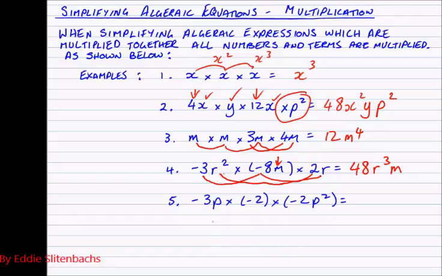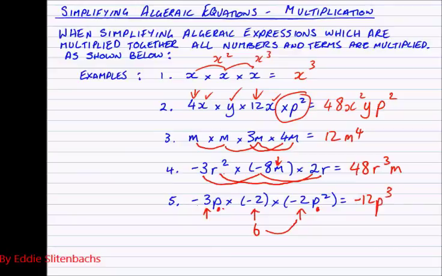Now again, numbers all together first of all. So negative 3 times negative 2 is positive 6, and 6 times negative 2 is going to be negative 12. Then p times p squared. P times p squared is p to the power of 3.